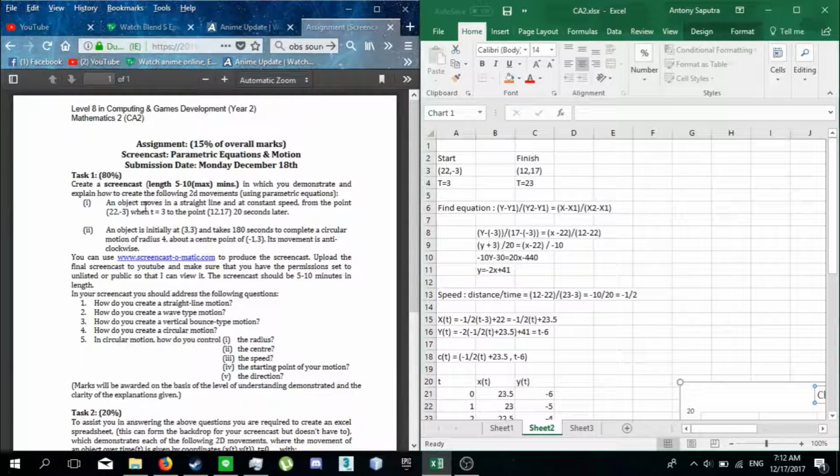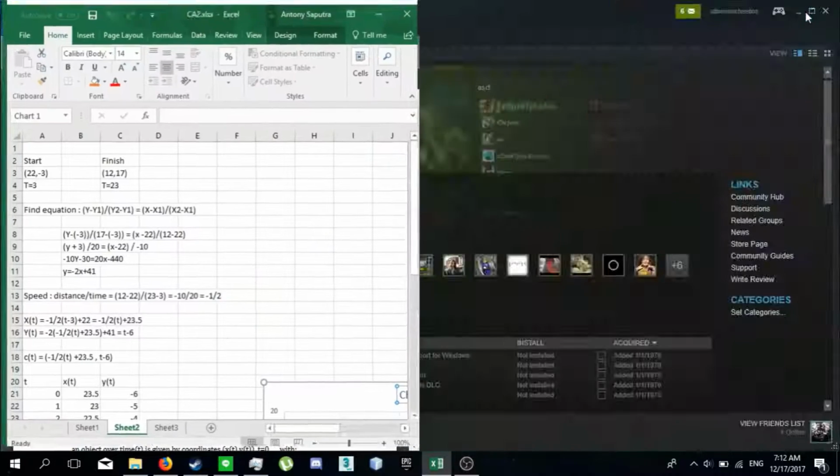So in the first one, an object moves in a straight line and at a constant speed from the point 22, minus 3 when t equals 3 to the point 12, 17, 20 seconds later. So let's do this first.